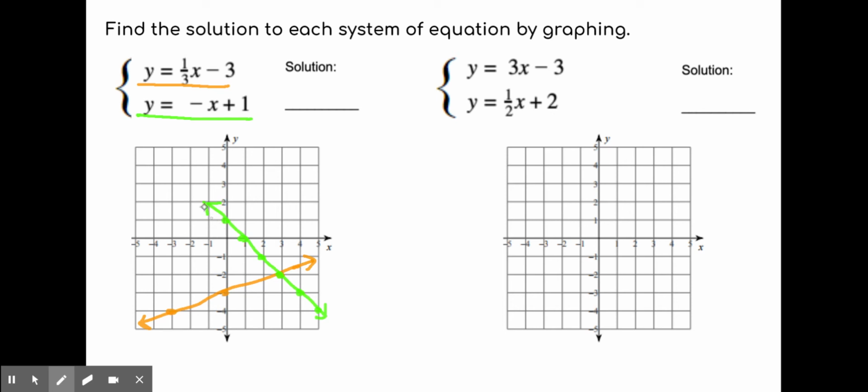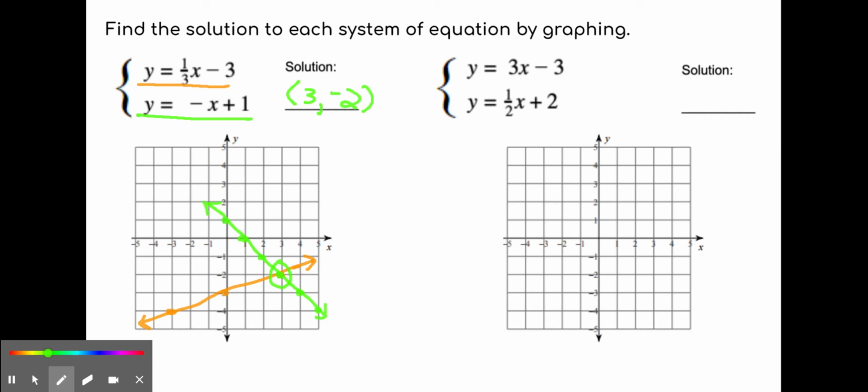I didn't have to do the whole graph because once I saw where they intersected, I just needed to go past there. I want to see the definite x, okay? Where do these lines intersect? They intersect here. That's my solution. And the coordinates of that point are 3, -2.